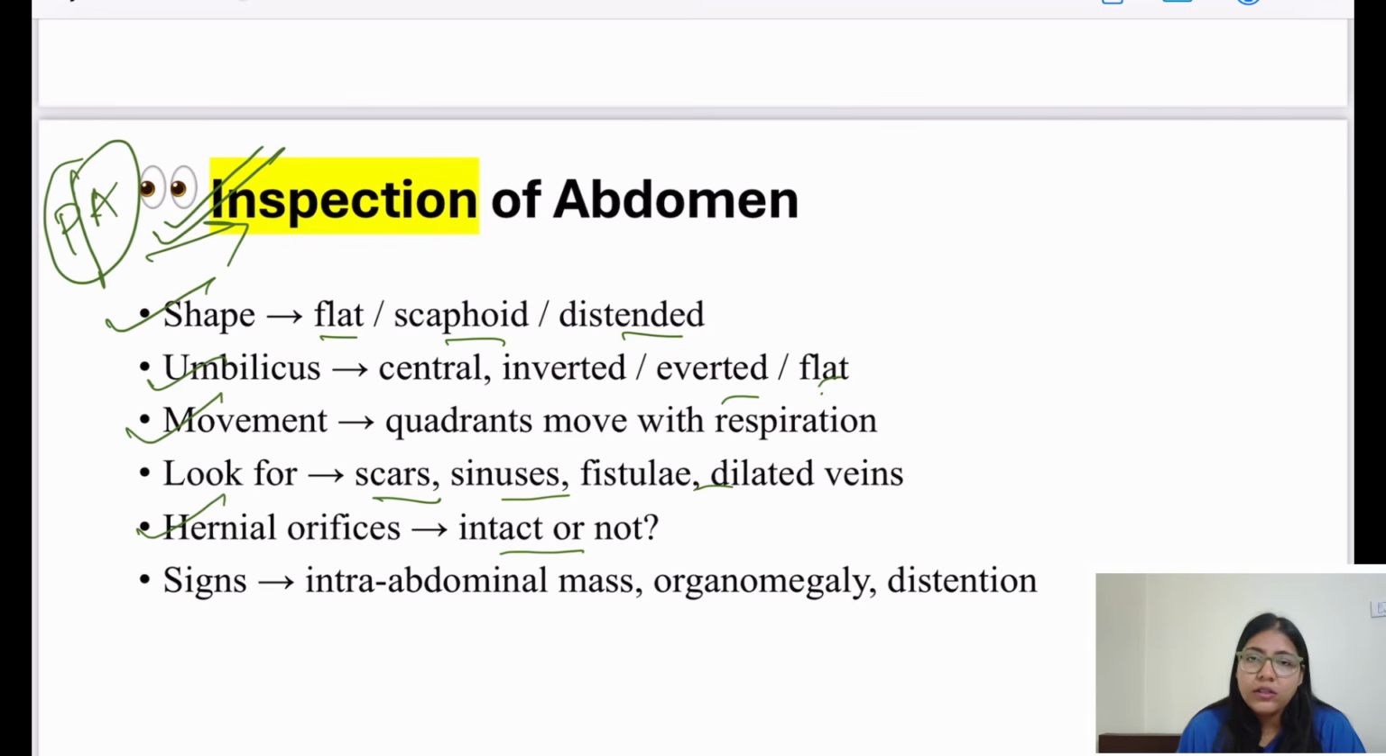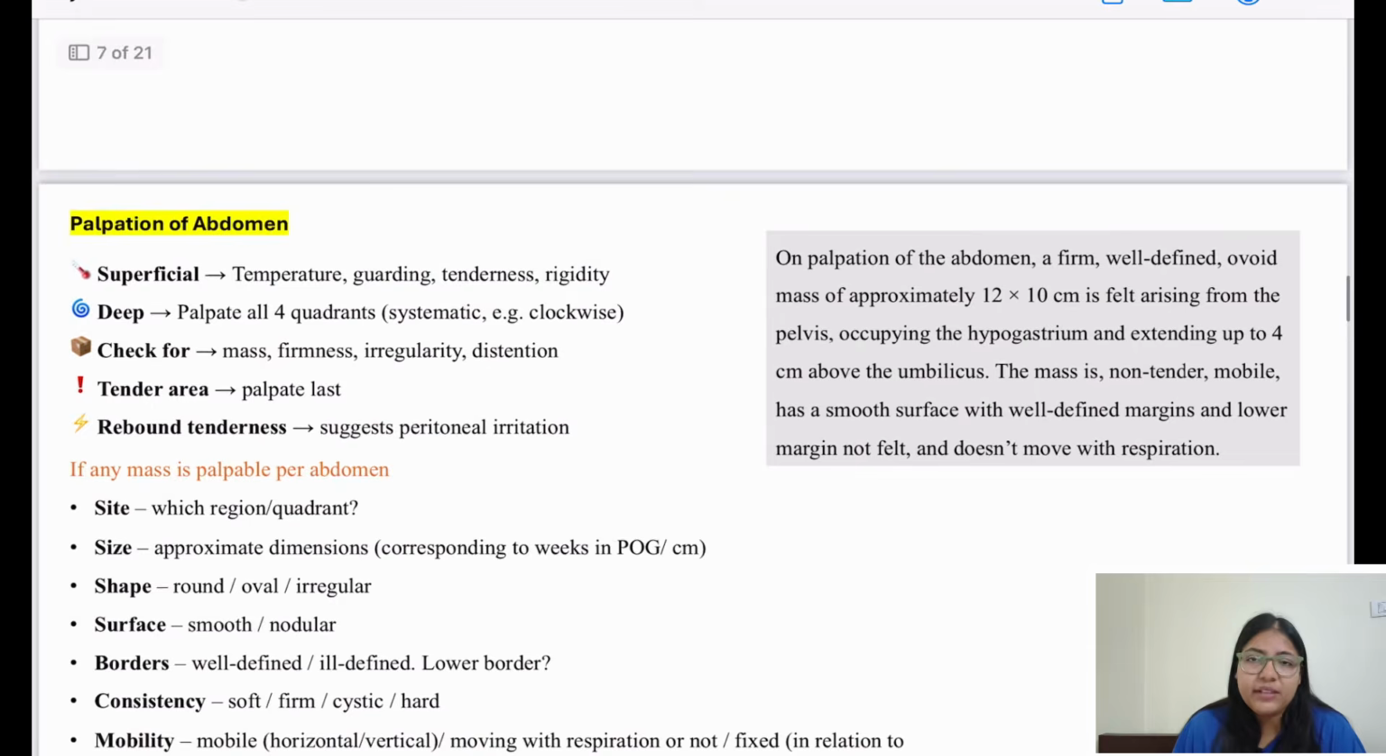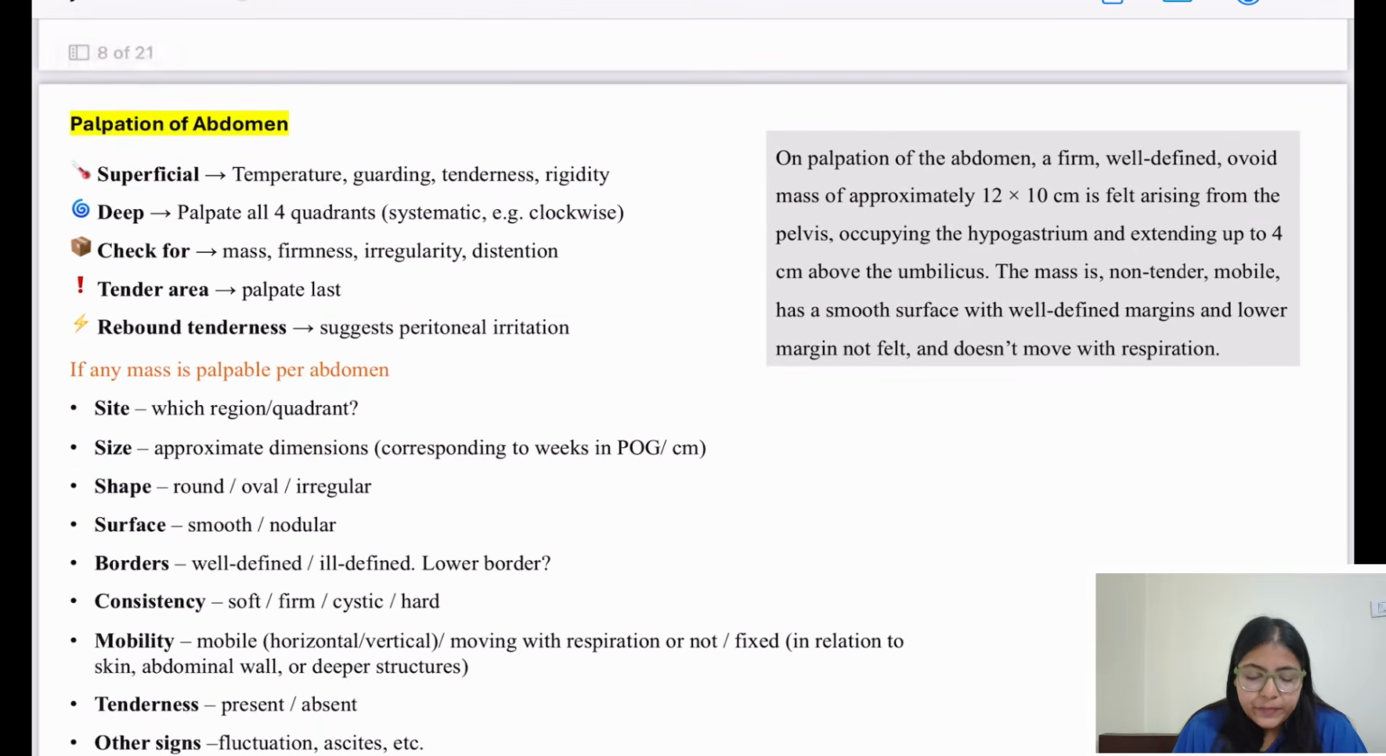I have told you how to look for the hernia, like the knees are flexed and you look at the inguinal region and you tell the patient to turn her face to one side and cough, and you look for any cough impulse on that inguinal region. And then you check for if there is any signs of intra-abdominal mass or organomegaly or distension. How will you know? There may be local fullness on one side of the abdomen, so that may indicate some mass or distension, whatever.